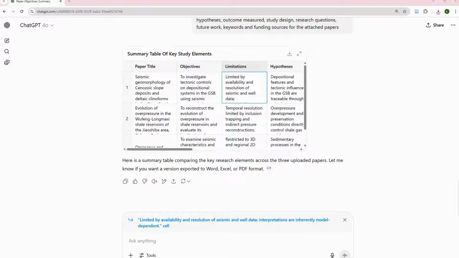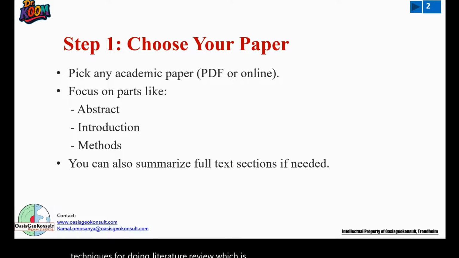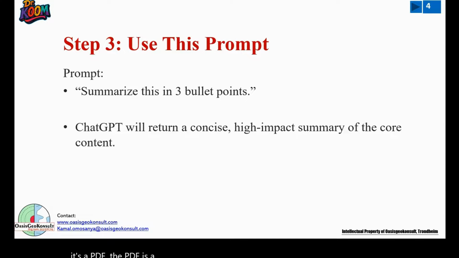Okay, so just a recap of what we've done today. If you are tired of reading long papers, you should allow ChatGPT to break it down into reasonable summaries for you. Fast, saves your time, still retains the key insights, and quite powerful techniques for doing literature review with ease. The first step is you choose a paper. Otherwise, you copy a section of the paper into ChatGPT. Make sure if you're copying it as text, it's clean. If it's a PDF, the PDF has metadata that can be extracted, and then you can use this simple prompt, summarize this in 3 bullet points, and with that, ChatGPT is going to return a concise, high-impact summary of the core content for you.